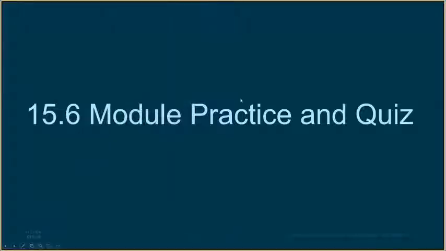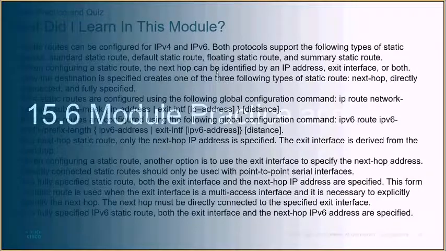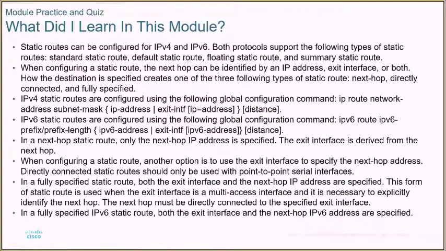All right, that's it for the chapter. Just a bit of a rehash. So static routes can be configured for IPv4 and v6, and both protocols support the following types of static routes. So that be standard, default, floating, summary, and also host.